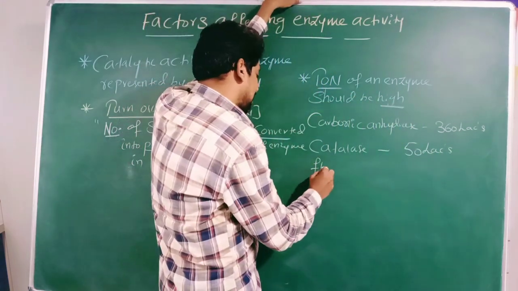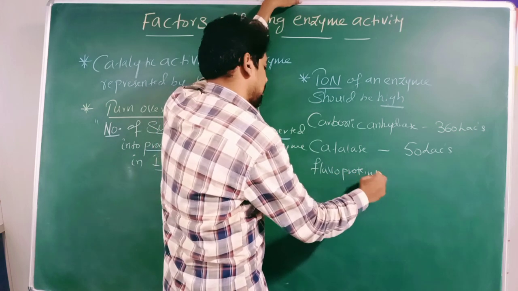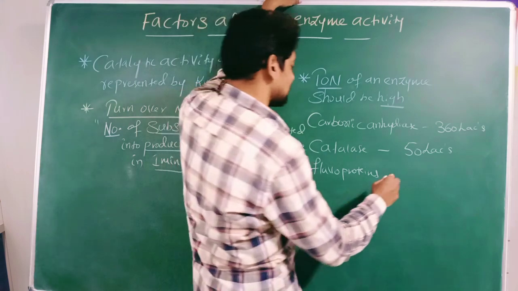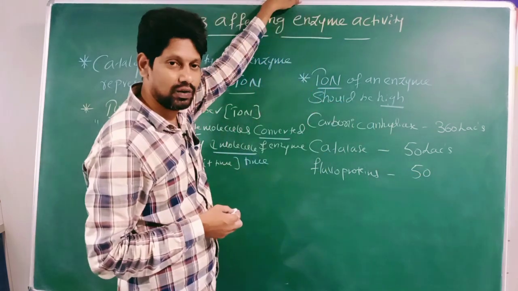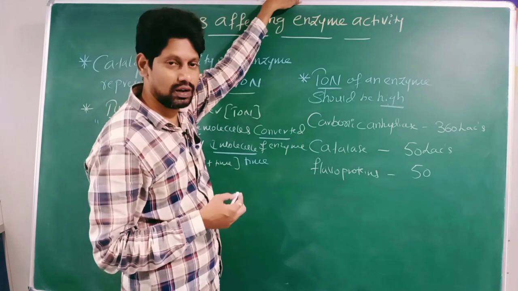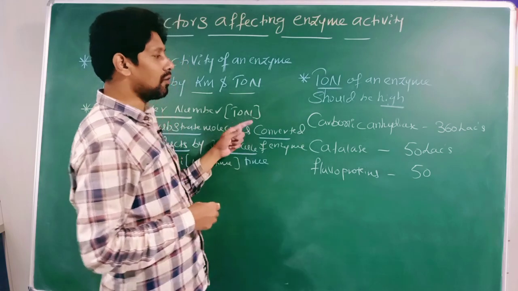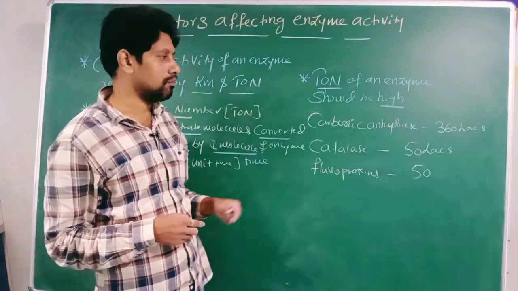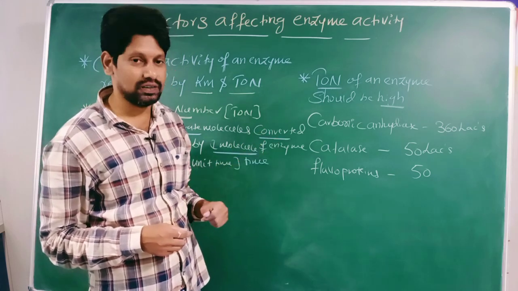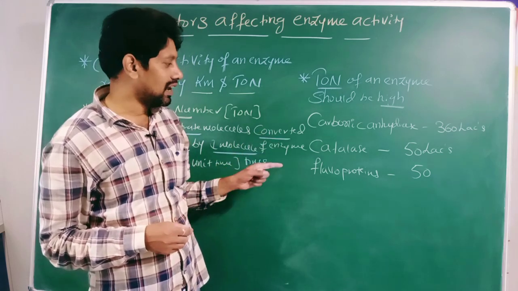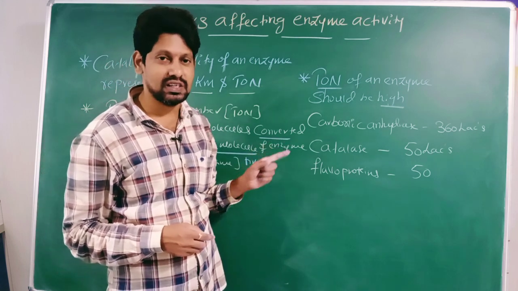If you take flavoproteins, we are discussing some important examples. Okay, if you take flavoproteins, its turnover number is 50. What is its turnover number? 50. Therefore, for carbonic anhydrase, the turnover number is 360 lakhs. For catalase, the turnover number is how much, sir? 50 lakhs. Whereas for flavoproteins, the turnover number is how much, sir?